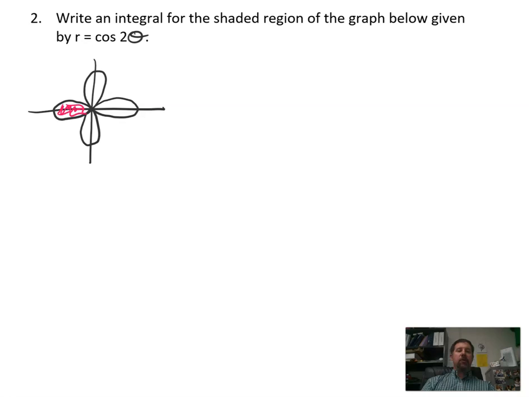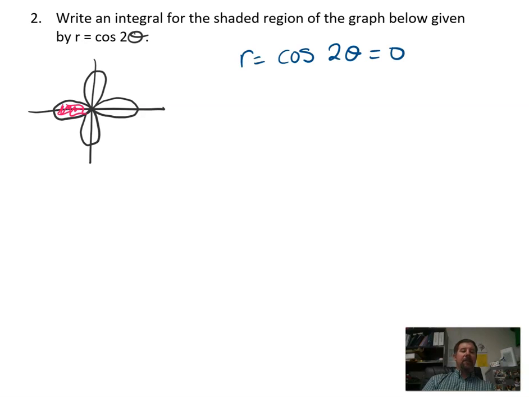We want to write an integral for the shaded region in the graph below given by r equals cosine 2 theta. So again, r equals cosine 2 theta is a rose, is a flower, right? And we want to find the area of just one of these petals. Now, if I just wanted the area of the petal, all the petals are going to be congruent, right? Again, my sketch might not look that way, but all the petals would be the same size. But since they're asking for a specific petal, I kind of got to think about going back and regraphing this so that I get my limits correct on this thing.